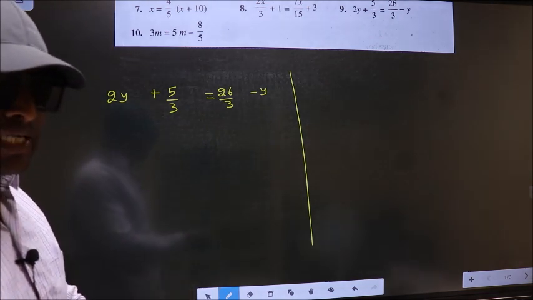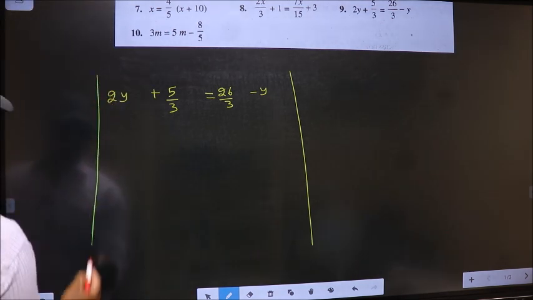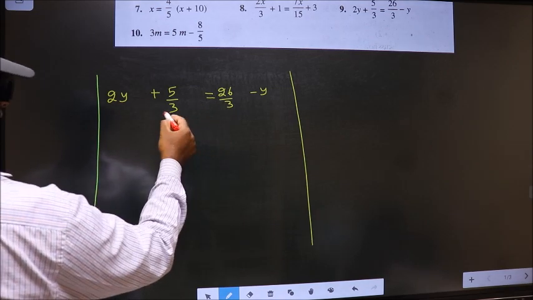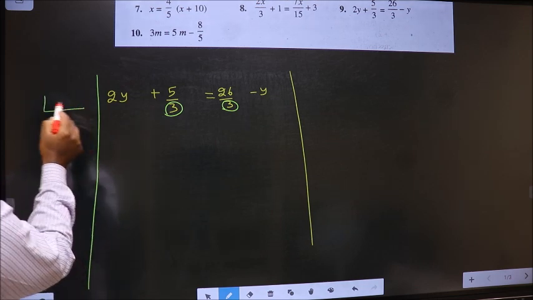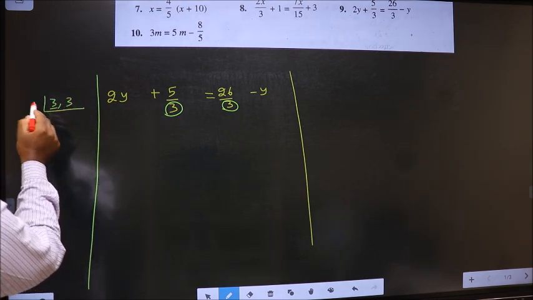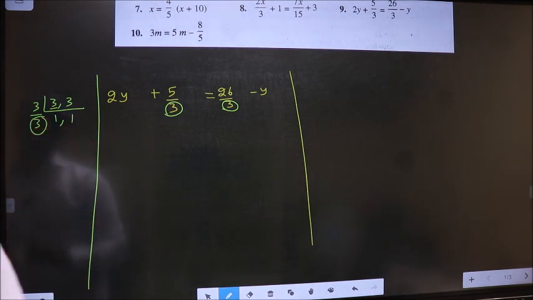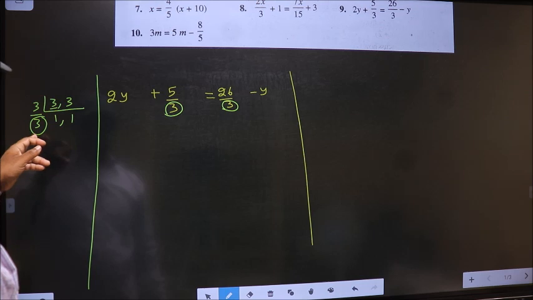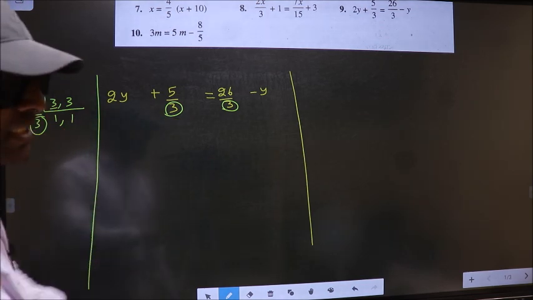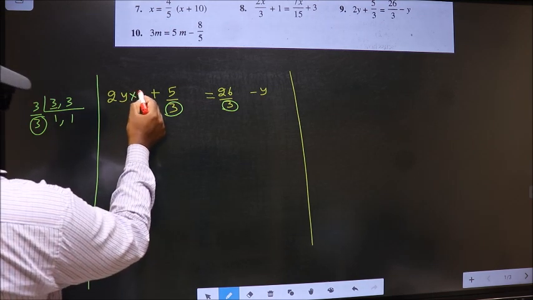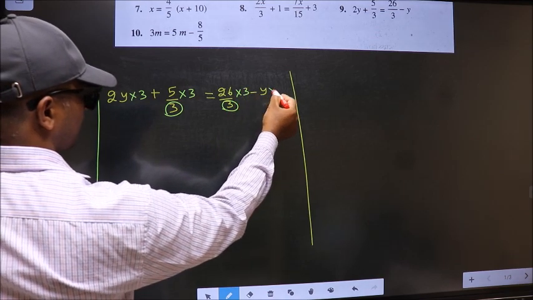To remove the denominators, we should take the LCM of them. So here the denominators present are 3 and 3. So the LCM we should take of 3 and 3. 3 ones 3, 3 ones 3. So the LCM is 3. Now with this LCM we should multiply each term. What I mean is into 3, into 3, into 3, into 3.